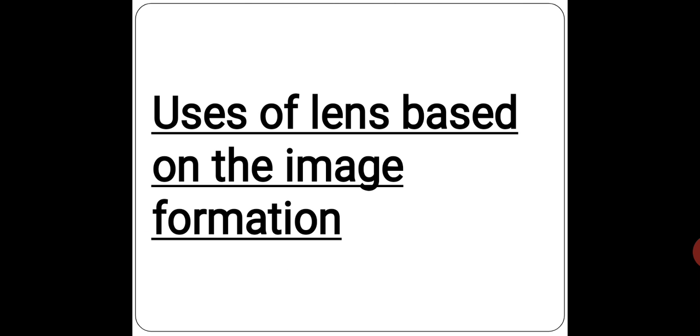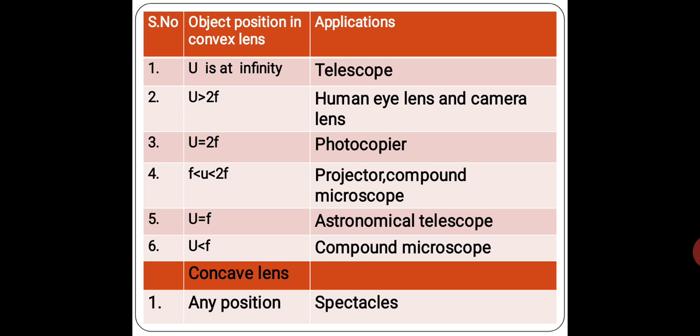Now let's go on to the next topic, that is uses of lens based on the image formation. Because when you place the object at various positions, you get different types of images. So based on that, we can use the lens accordingly. So first, the applications of convex lens. First and foremost is when the object is at infinity. So with this condition, the convex lens can be used as a telescope.